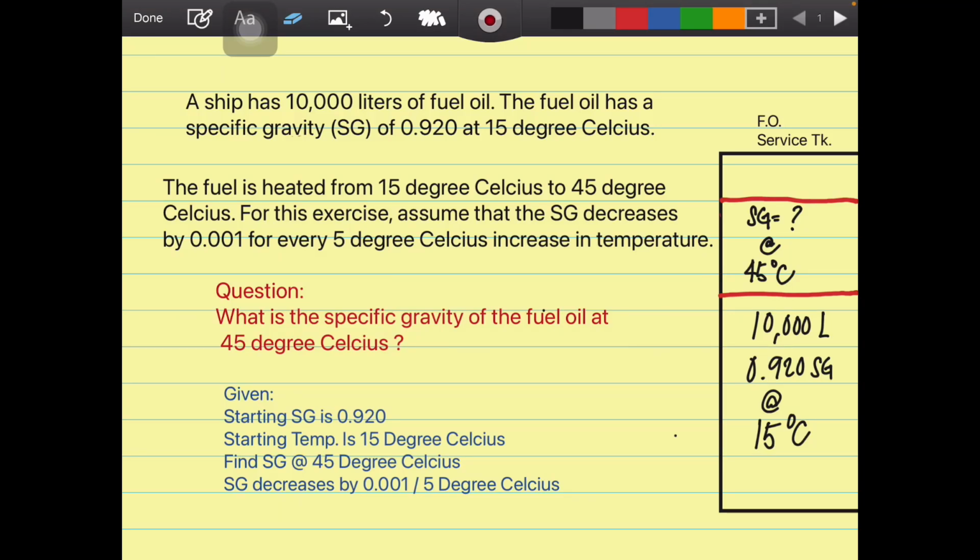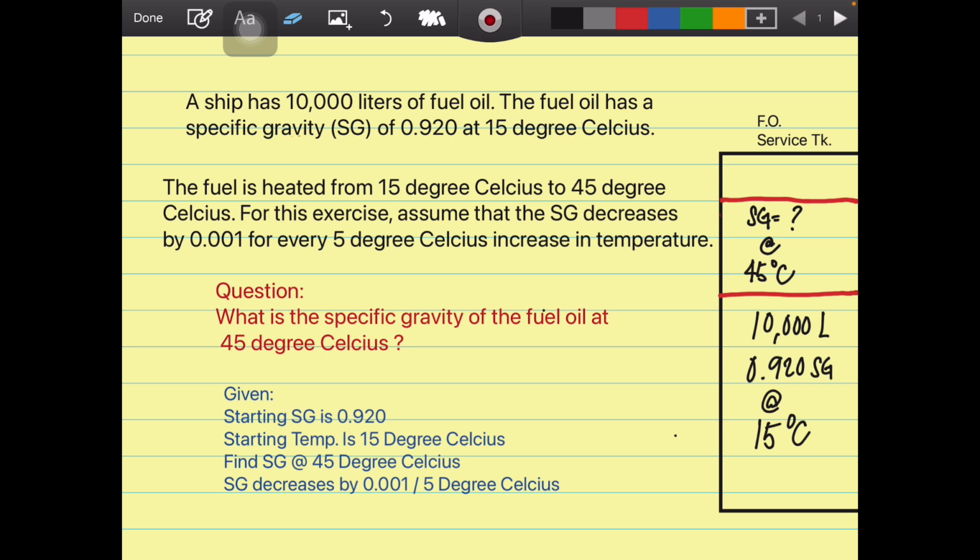We have a ship here having 10,000 liters of fuel oil with a specific gravity of 0.92, heated at 15 degrees Celsius. The same fuel was heated from 15 degrees to 45 degrees. So nag-raise ng temperature.